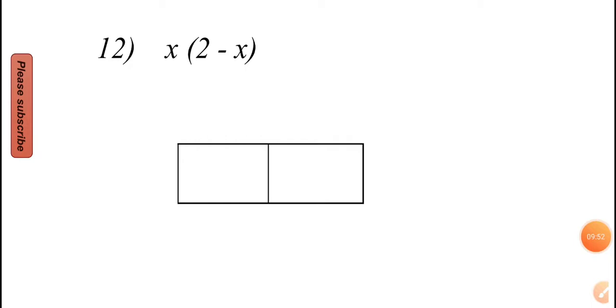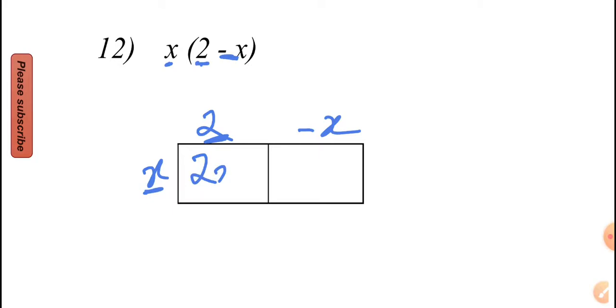Then moving to question 12. Because I can see 2 there, I'll write it down here. There was the minus x there, so I write it minus x there, and the x outside the bracket comes here. So x times 2 or 2 times x, we always write the number first, so it's 2x rather than x2. And then x times minus x, well, if it was just x times x, we would just write x squared.